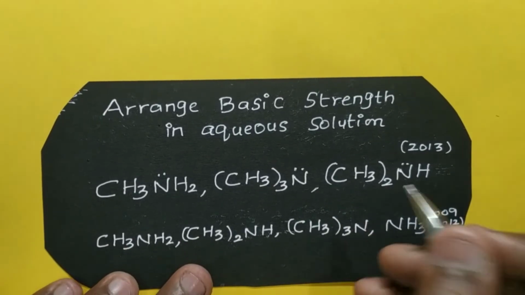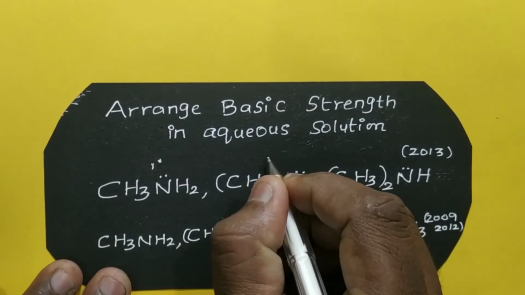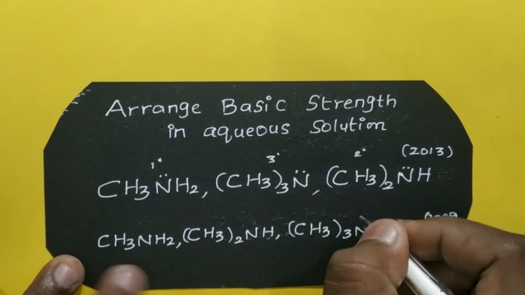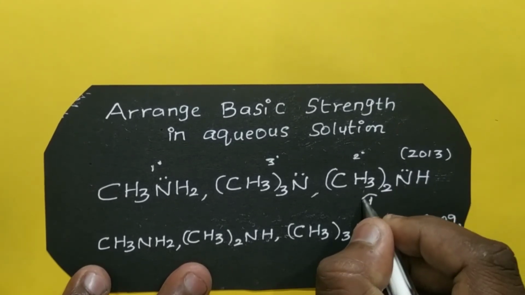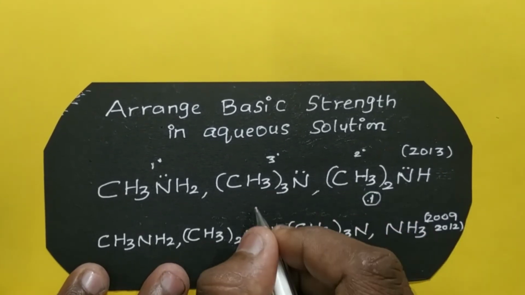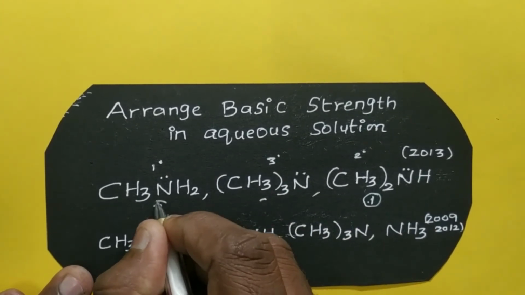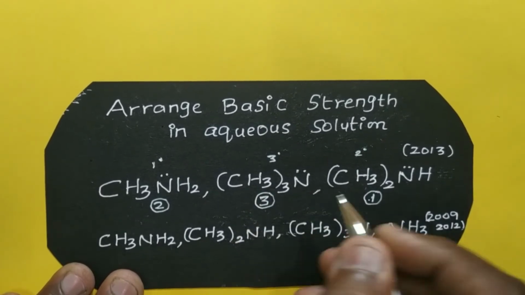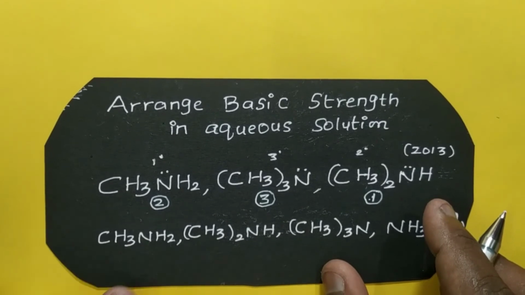Okay, in this case, you have to find out the degree. So this is 1 degree, this is 3 degree, and this is 2 degree. According to that, 2 degree will have 2 methyl groups, so it has strong electron donating capacity, and this one will be in the second position, and this one will be in the third position. Due to steric hindrance, the basicity decreases. Are you able to understand?